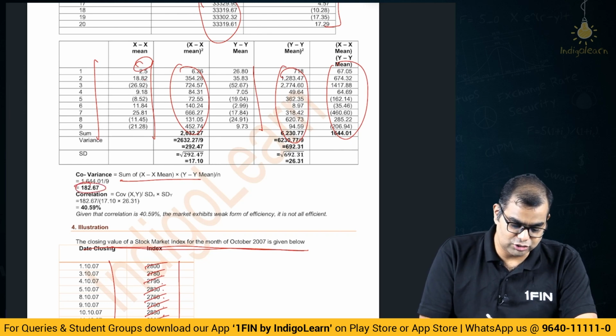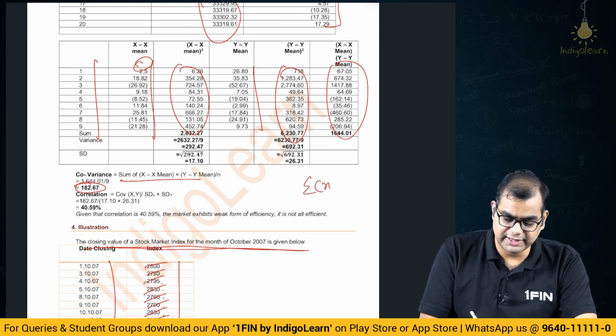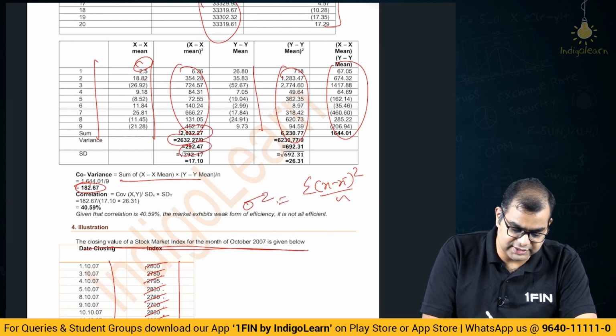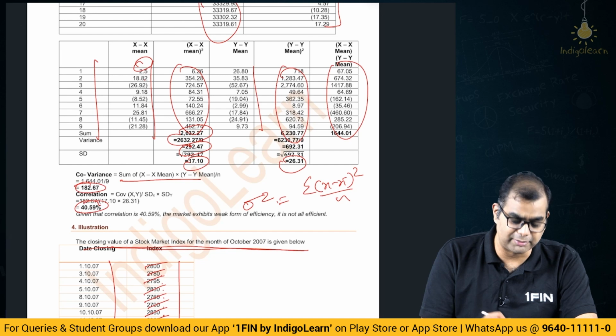Then you also find the standard deviation. How do you find it? Sigma (x minus x bar) whole square by n gives you the variance. So you find the variance for each of them, then the standard deviation. Then you compute the correlation. Correlation will be covariance divided by both the standard deviations. So here the correlation comes to 40%.